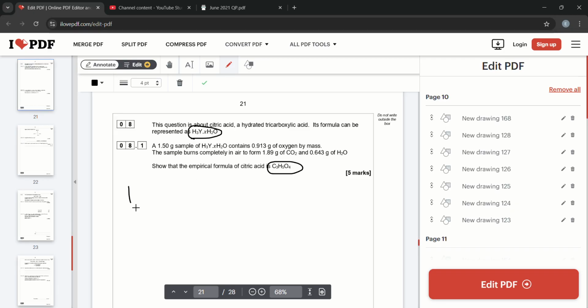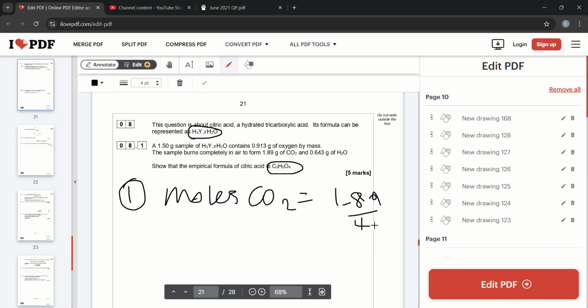So first things first, let's find out the moles of CO2. Mass over Mr. The Mr is 44, because 16 for oxygen, 16 times 2 is 32, 32 plus 12 is 44. So we get the moles of CO2 as 0.0430.